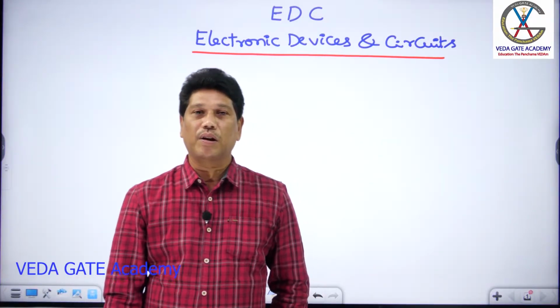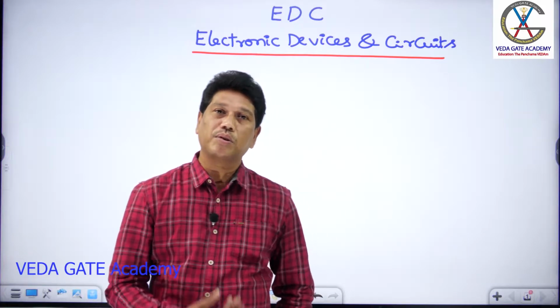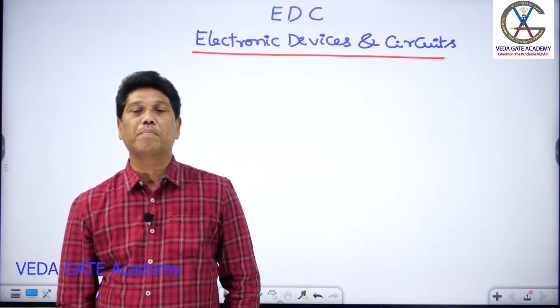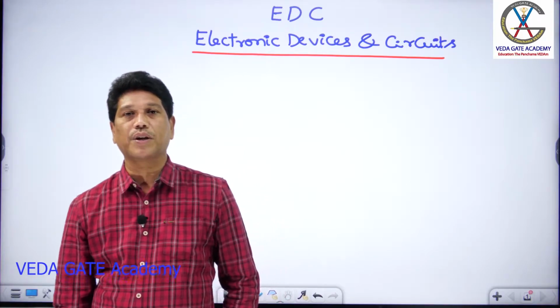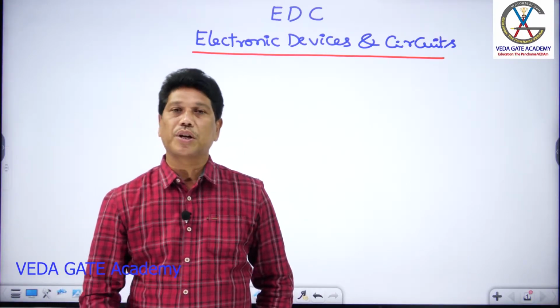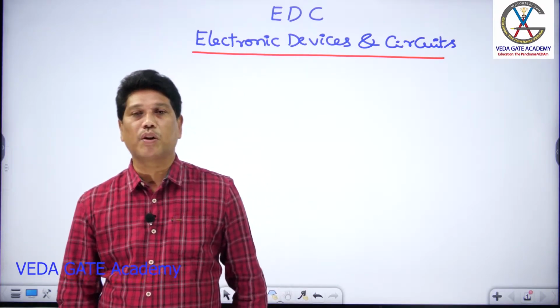Hi, now you can check out EDC, electronic devices and circuits. This EDC part is very important, particularly for the ECE stream. It is one of the core subjects for the ECE stream in the GATE exam, and it can score good weightage in the GATE pattern, nearly around 10 to 12 marks.